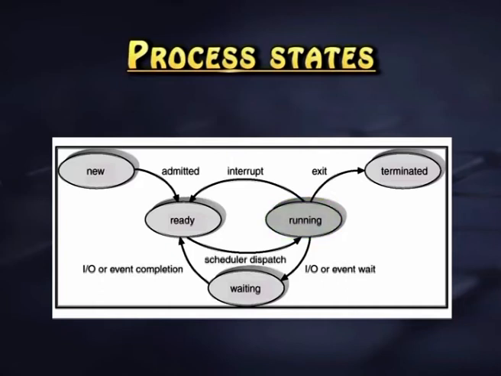First, from running state a process may terminate if it completes or the operating system aborts it, and it enters the terminated state. When a process enters the terminated state, the operating system cleans up the process and releases all the resources acquired by the process.